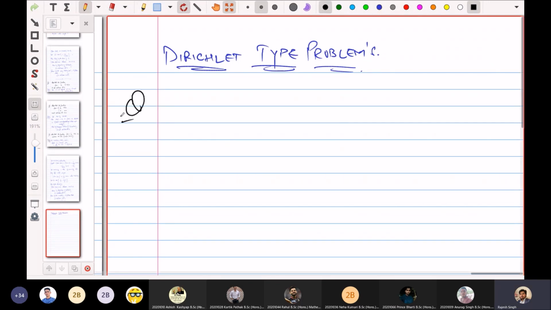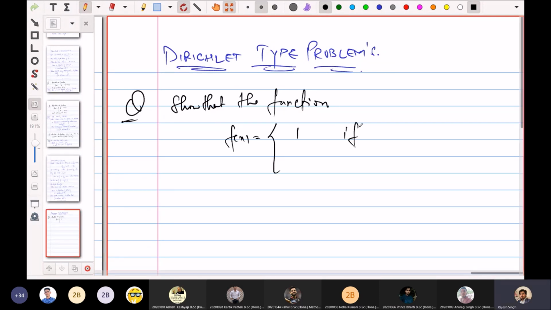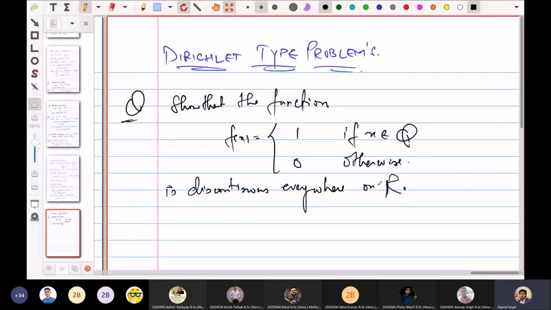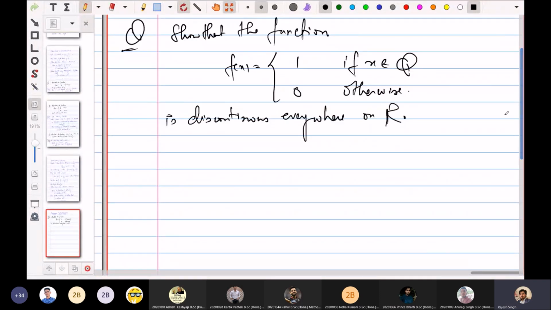So question: show that the function f(x) equal to 1 if x is rational and 0 otherwise, that is x is irrational, is discontinuous everywhere on R. हर एक पॉइंट पे डिसकंटिन्यूस है. So कैसे प्रूफ आएगा इसका, बताओ.